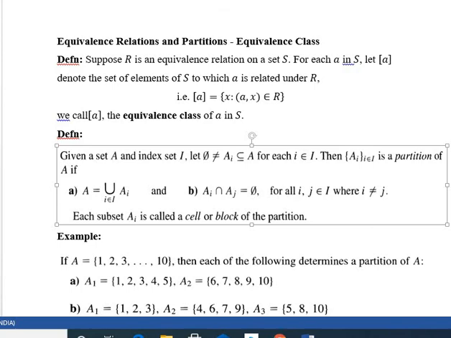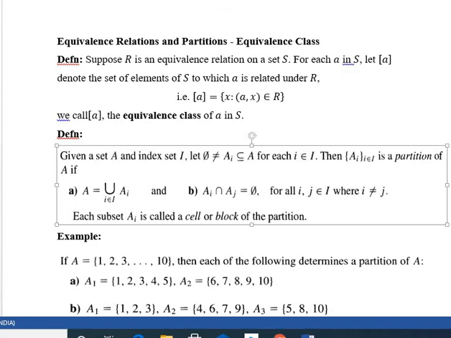Definition: given a set A and index set I, let phi not equal to A_i, a subset of A, for each i element of I. Then the set {A_i} is a partition of A if, first, A equals the union of the A_i, and second, A_i intersection A_j equals phi for all i, j element of I where i not equal to j. Each subset A_i is called a cell or block of the partition.